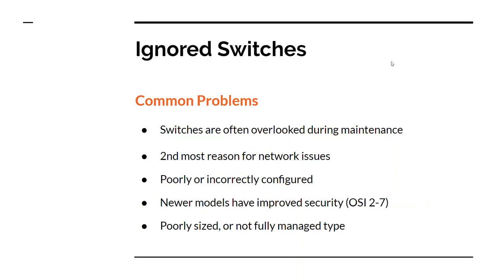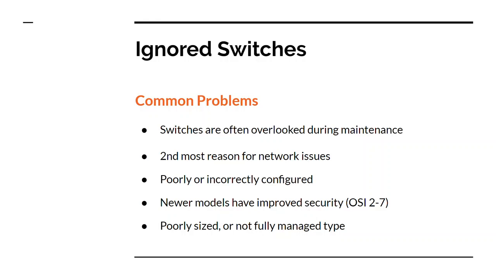Another topic is the switches. Many people, especially MSPs, try to focus their troubleshooting efforts on some other areas, but rather first on the switches. So switches are often overlooked for scheduled maintenance, specifically when you try to upgrade firmware or versions of your infrastructure. MSPs will try to just consider the switch as a dumb device, and that's not really the case today. It's also the second most common reason for network issues. Your cabling being the first.